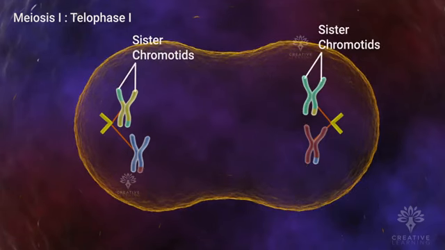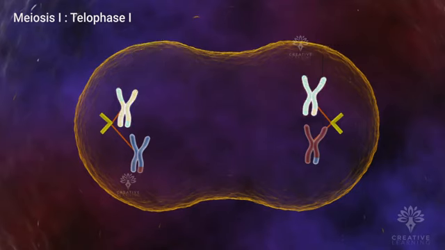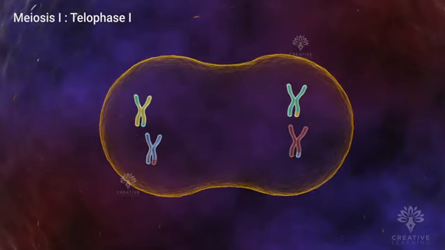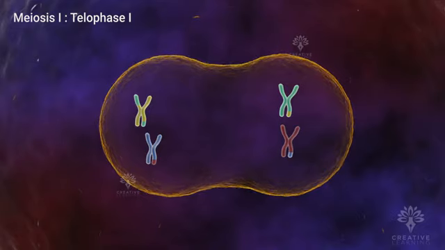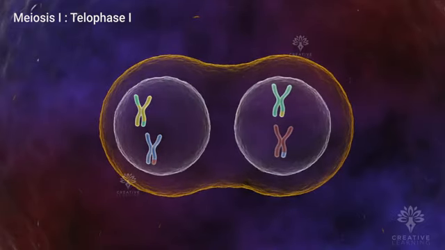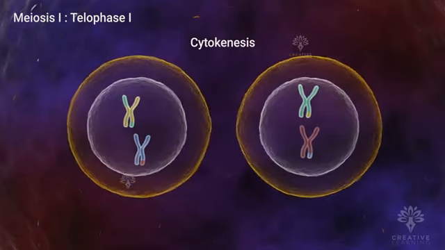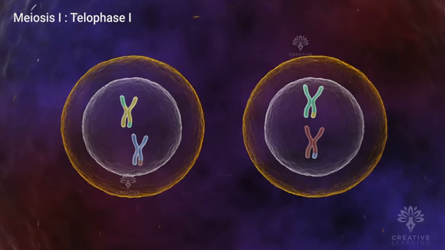However, each chromosome is still composed of sister chromatids. Remember that the sister chromatids of each chromosome are no longer identical due to allelic exchange and crossovers. The spindle fibers then disappear and the nuclear envelope reforms around the chromosomes. Finally, cytokinesis occurs. Meiosis I ends with 2 genetically distinct haploid daughter cells.